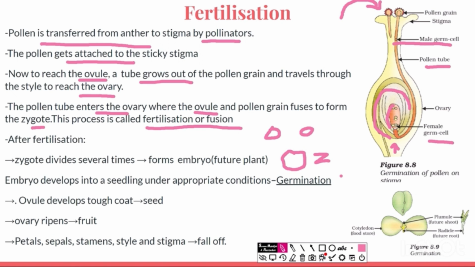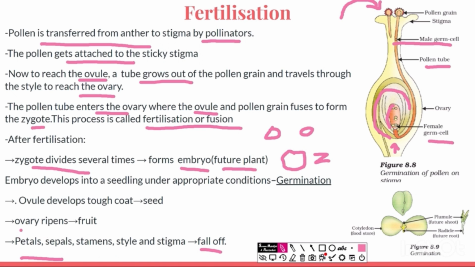After zygote formation, the zygote undergoes several cell divisions. So the zygote divides several times, undergoes multiple cell divisions to form the embryo. The embryo has the future plant. When the embryo is formed, all the other parts degrade. The excessive pollen grains, the stigma, and style simply fall off. The petals and sepals are now of no use, their work is done, so they simply shed off or fall off.